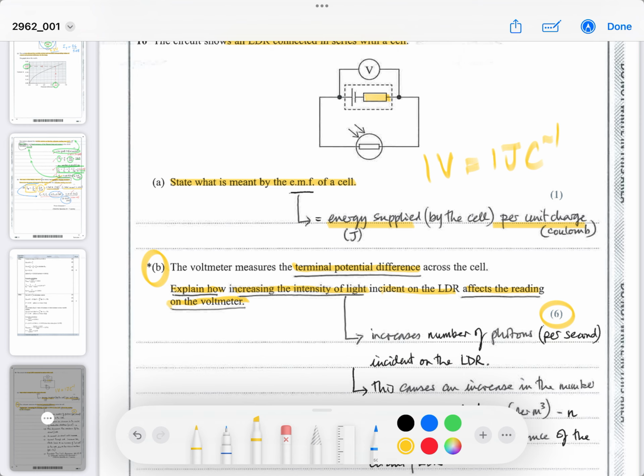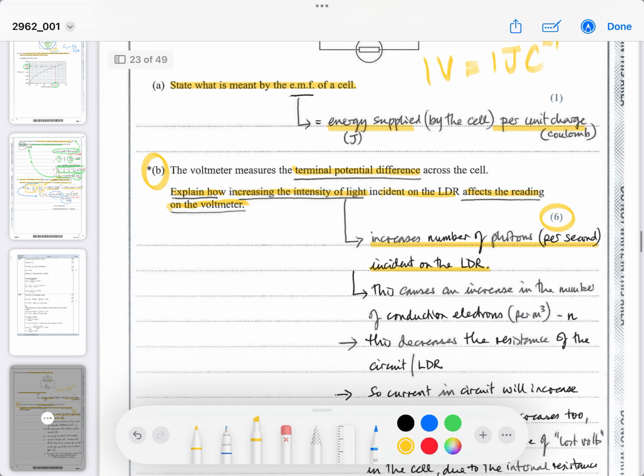So how does it do that? Well, increasing the intensity of the light increases the number of photons per second incident on the LDR. So more photons land on the LDR, and remember, each photon has energy, and each photon can give its energy to electrons. So this causes an increase in the number of energized conduction electrons, because conduction electrons have enough energy to escape their atom and to help in the flow of electricity, or flow of current.